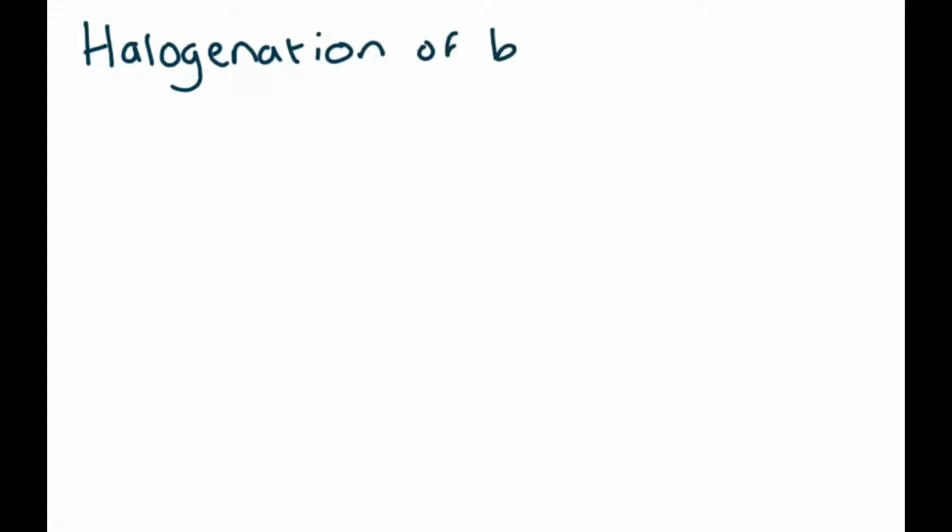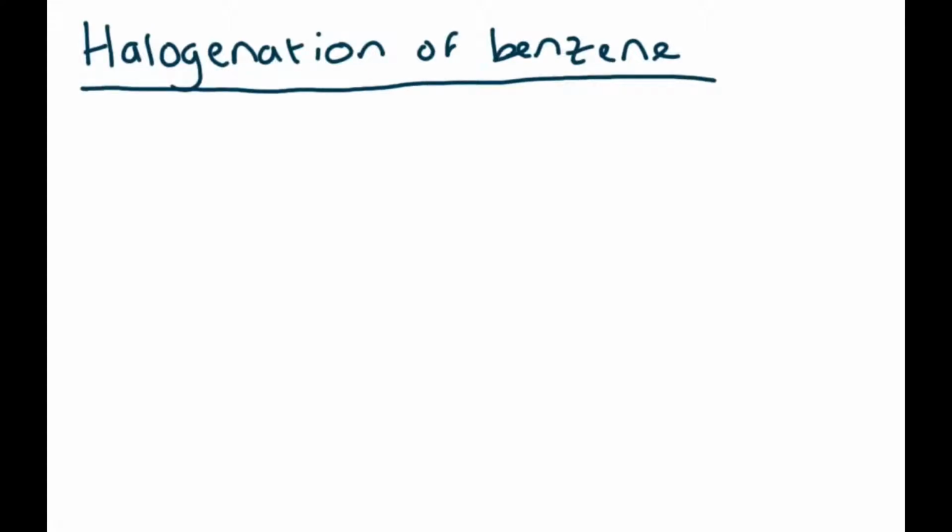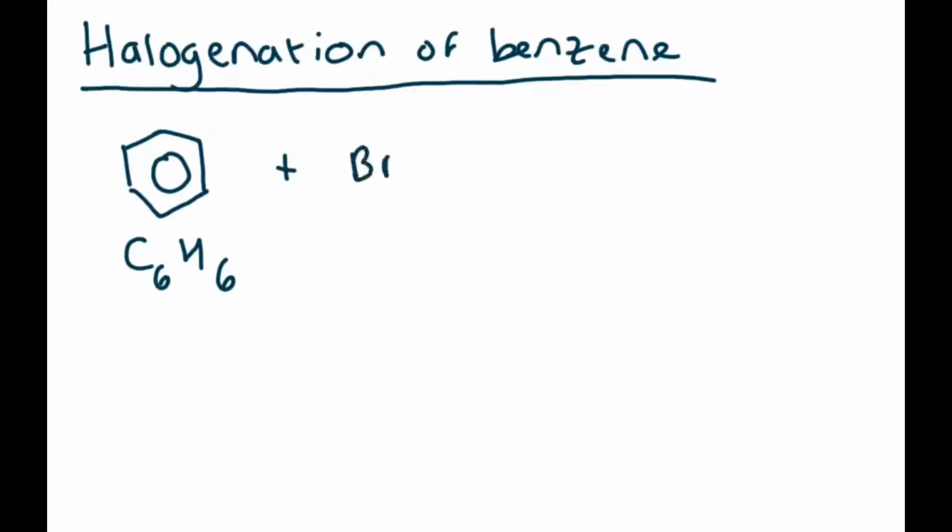Okay, so the first one, the halogenation of benzene. Just take a moment to write it. What you need to know is the chemical equation and the mechanism. So we're going to take benzene, which is a hexagon with a circle, C6H6, benzene. You can use bromine or chlorine, but we're going to react benzene with bromine.